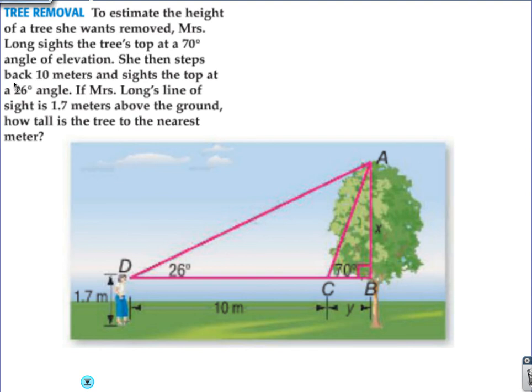Okay, let's set this up as two different equations, and you've just told me one. Using this 26-degree angle, the tangent of that angle is going to equal opposite over adjacent. X is your opposite. 10 and y together is your adjacent, so 10 plus y. We also have a second equation. Look at your little triangle. Tangent's opposite over adjacent. So we've got the tangent of 70 degrees.